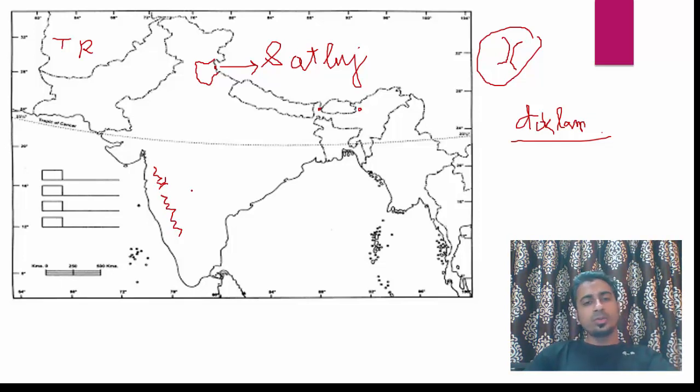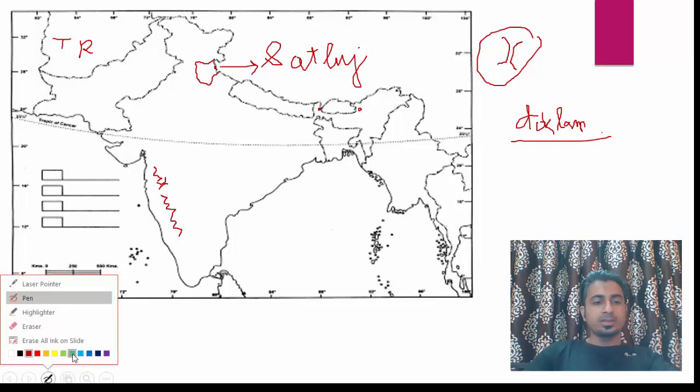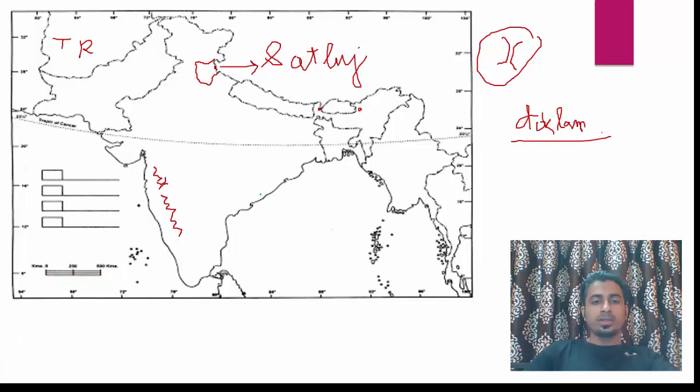Okay. Now moving to the coastal areas, we have four coastal areas. The first is Nadan Sarkar. This you have to remember. There is no reason why this is known as Nadan Sarkar. You just have to remember that the coastline of Andhra Pradesh is known as Nadan Sarkar.